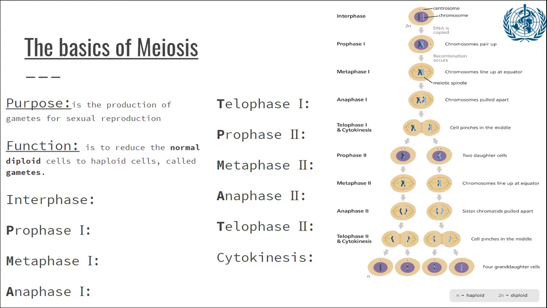Finally, telophase 2, where the chromosomes complete their move to each pole to gather a full set, forming 2 new nuclei. To sum it all up, the elongated process is cytokinesis, to complete 4 granddaughter cells, each with a half set of chromosomes.